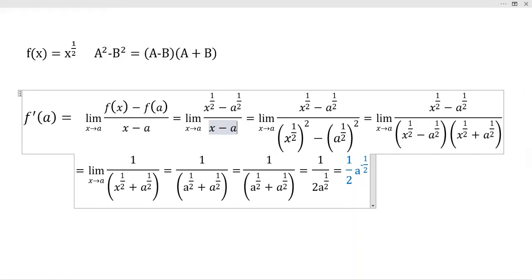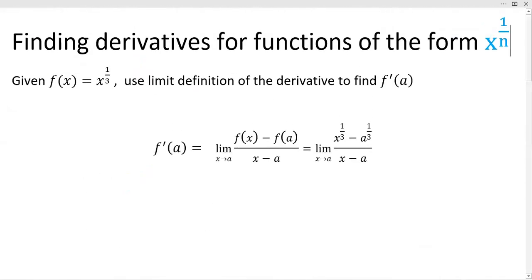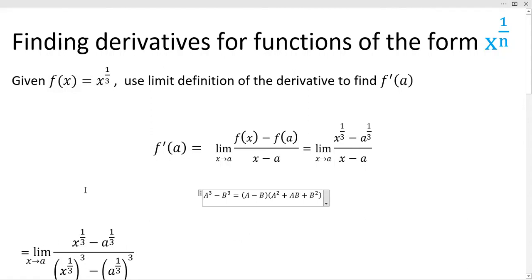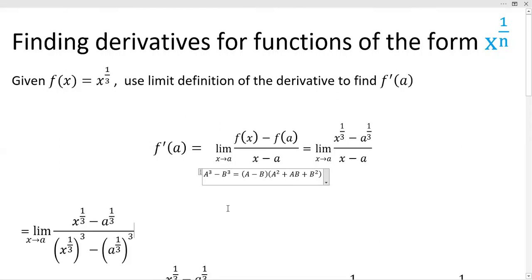But now let's go back to the original problem. The only difference between this problem and the last problem is this is x to the 1/3, right? X to the 1/3. Now let's bring up the stuff here and see how it compares to the last thing we did. Now the key, and I agree, this isn't the easiest thing in the world to see, is to realize that this identity is useful.